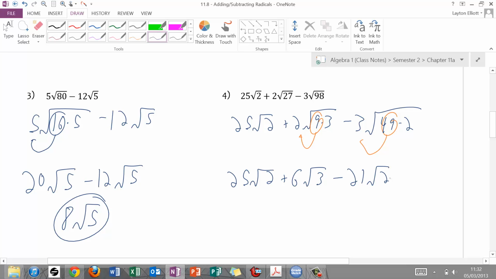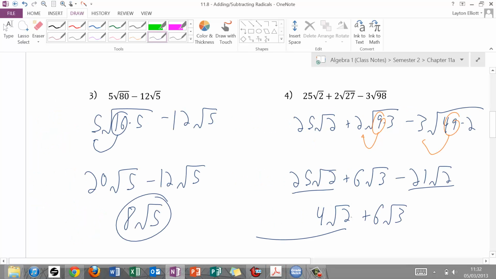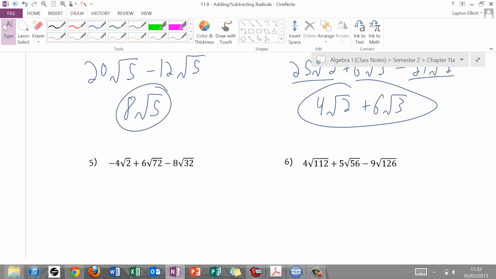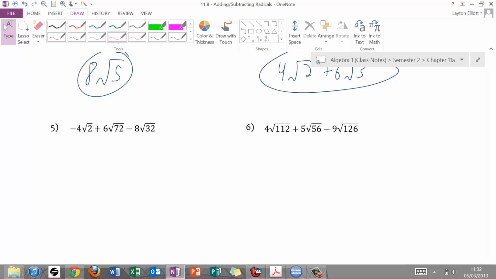Look for your like terms, and we have 25 minus 21 gives us 4. 4 radical 2. And then plus 6 radical 3, because those aren't like terms. They don't have like radicands, and they can't add. Okay, next one. We're going to look to simplify these as well.